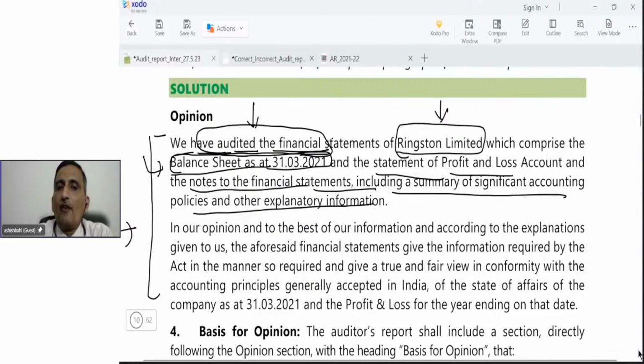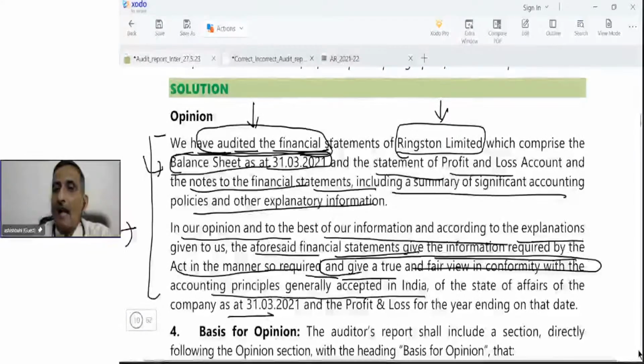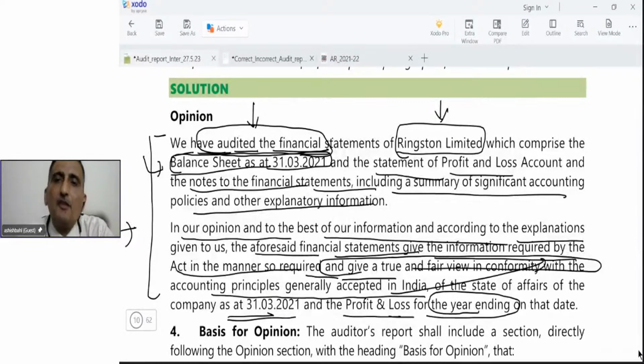And what is the unmodified opinion? In our opinion, to the best of our information and explanation given to us, the aforesaid financial statements give the information required by the Act in the manner so required and give a true and fair view in conformity with the accounting principles generally accepted in India of the state of affairs as on that date and profit and loss for the year ending on that date. Here, if there is profit, you have to write profit. If there is loss, you have to state loss. Okay. So clear, guys?